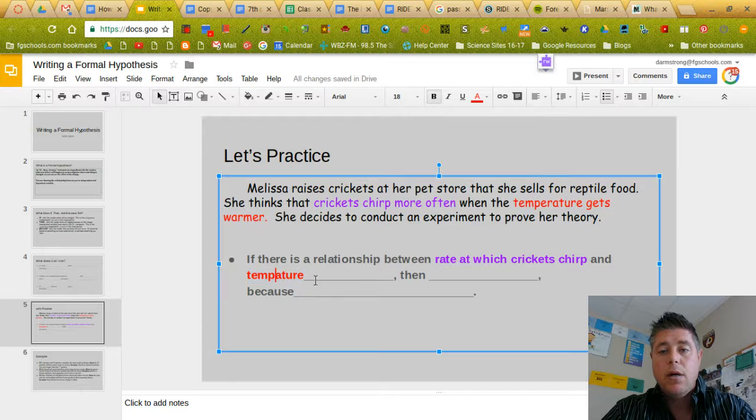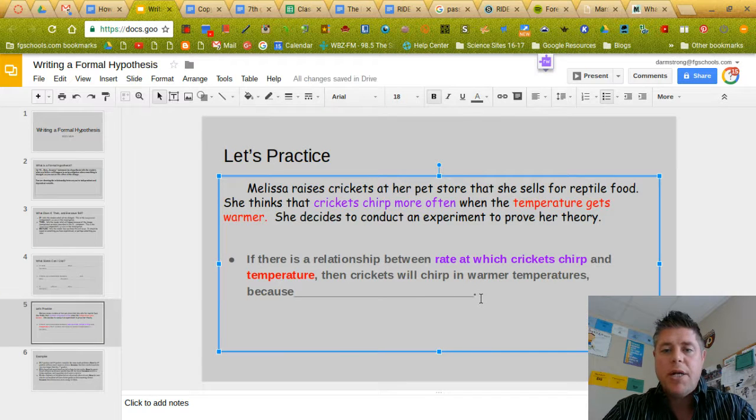Okay. And just let's fix that spelling. Let's get rid of this line. So if there's a relationship between rate at which crickets chirp and temperature, then I'm going to make my prediction here. Then crickets will chirp more in warmer temperatures.